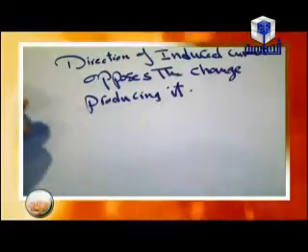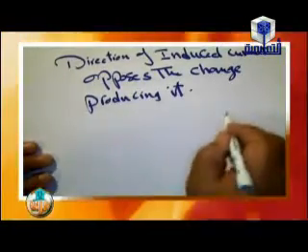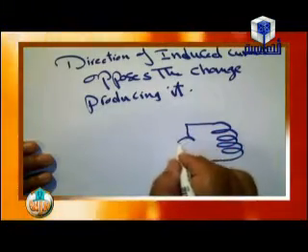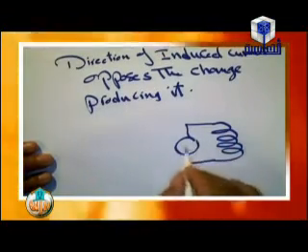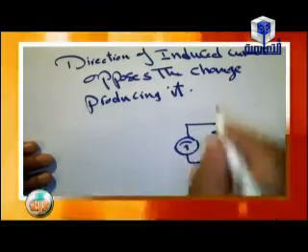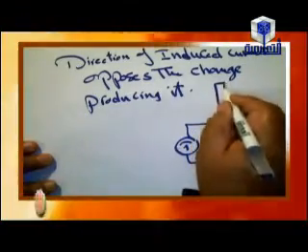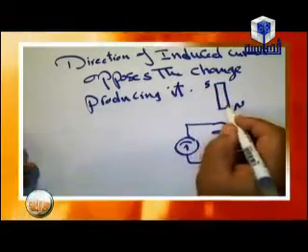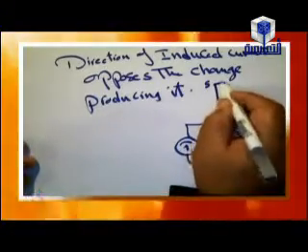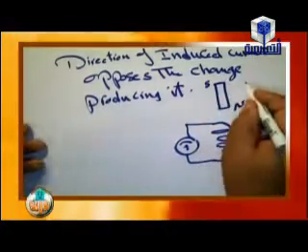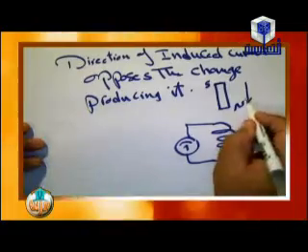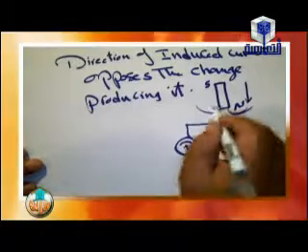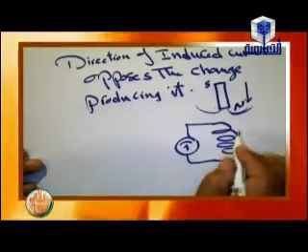We can explain this by using this circuit. We have a coil. This coil is connected to a center zero galvanometer as shown in the figure, and we have a magnet as shown in the figure. The north pole is near the coil and the south pole away from the coil. So when we bring the north pole near the coil, we find that the flux lines are cut by this coil. So it will produce induced EMF, which induces a current.